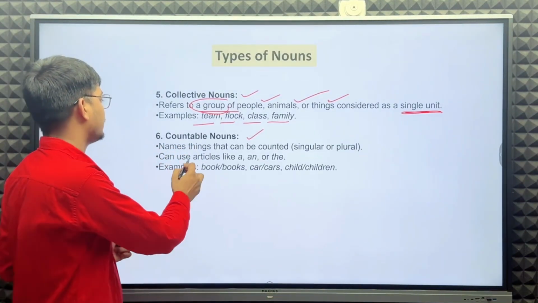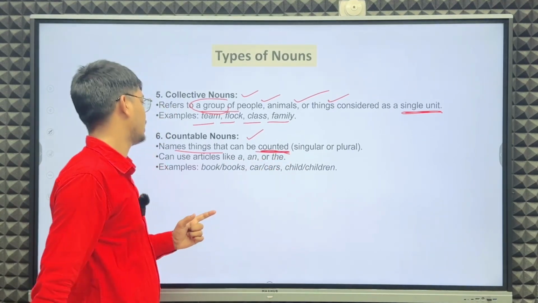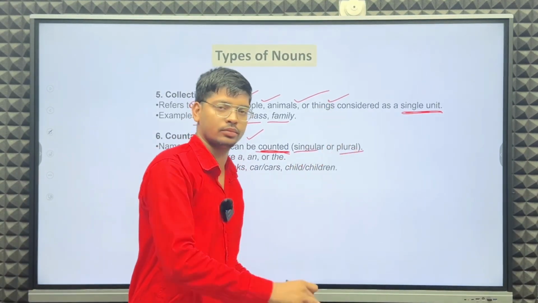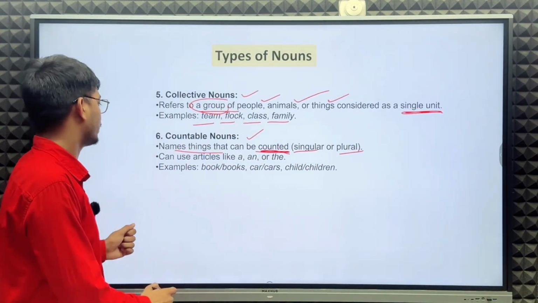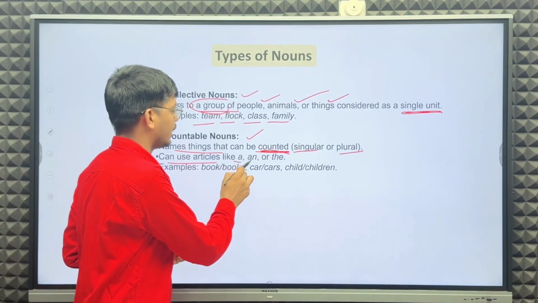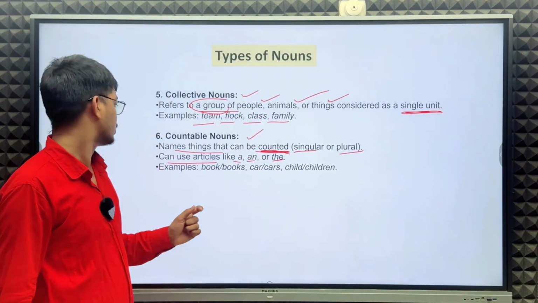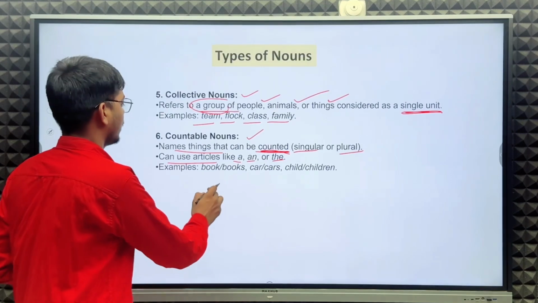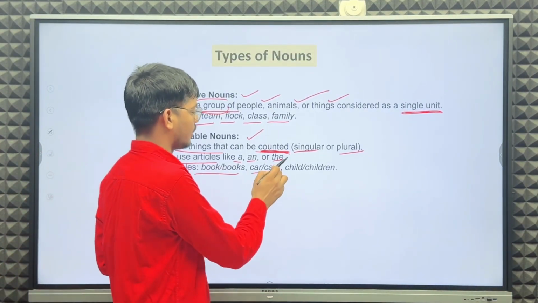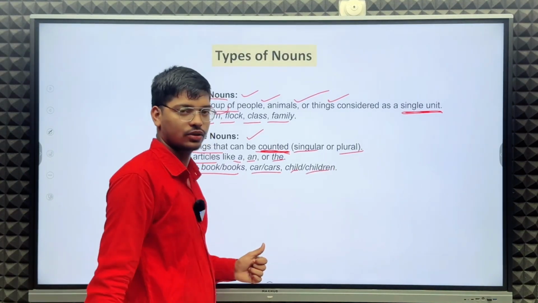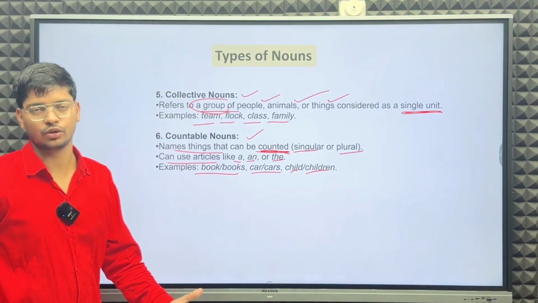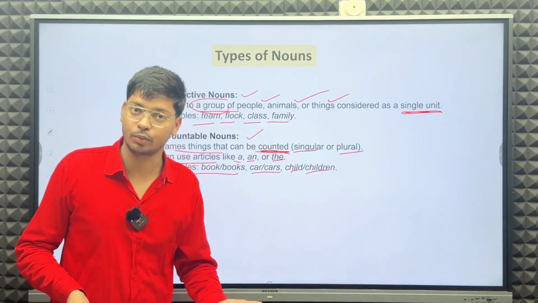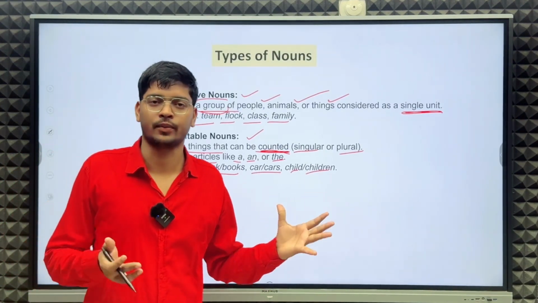Countable nouns name things that can be counted. They can be singular or plural, and can use articles like a, an or the. For example, book or books, car, cars, children. They are all countable nouns because they can be singular or plural, so we can say they are countable nouns.